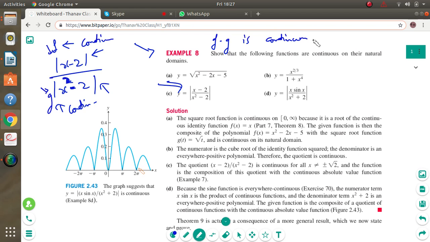Okay. Now the D part here: x sin x, and 1 by x square plus 2. Again, same thing. x sin x is continuous, and 1 by x square plus 2 is also continuous, therefore it is all continuous. Okay, all right.